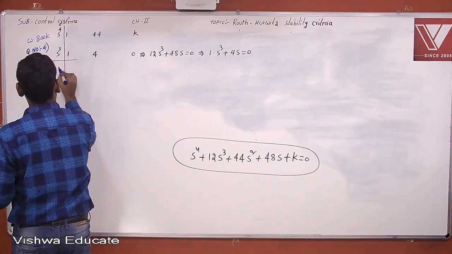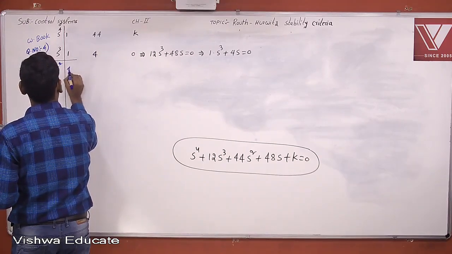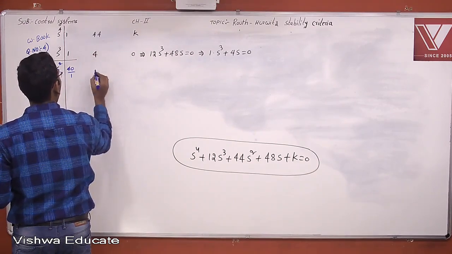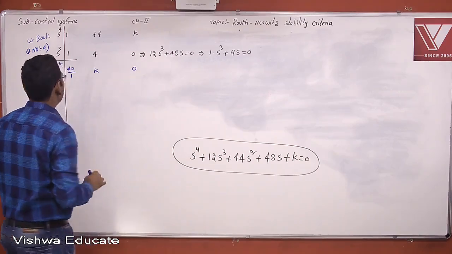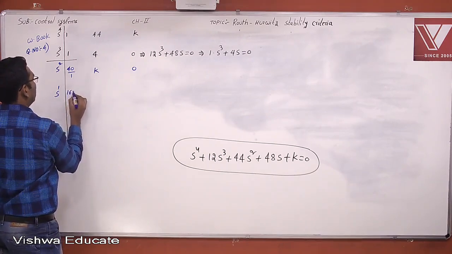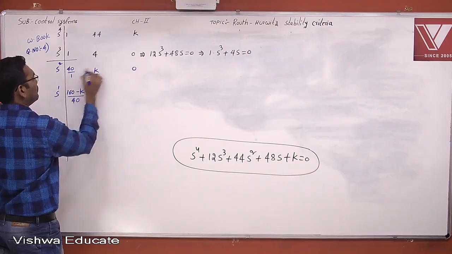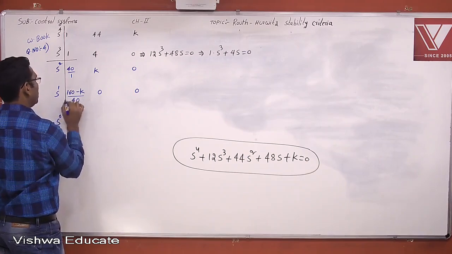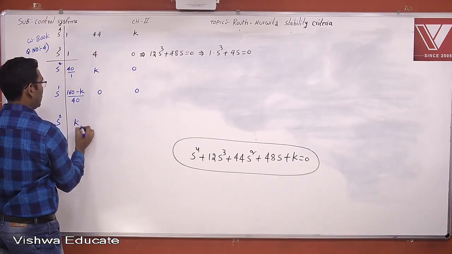Now 1 into 44, s square: 1 into 44, 44 minus 4, 40 by 1. 1 into k, k minus 0 by 1, this is k. 0. Now s power 1. What is s power 1? 40 into 4, 160 minus k by 40. 0, 0. Now s power 0. This is x. x into k, kx minus 0 by x. This is k.